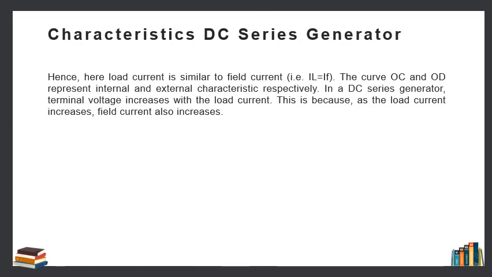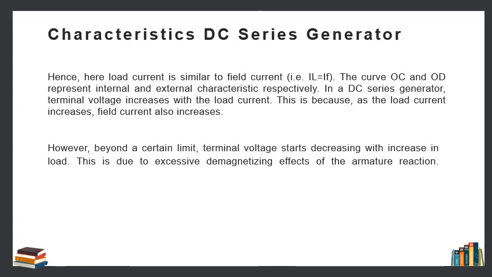Hence, here the load current is the same as the field current, that is IL is equal to IF. The curves OC and OD represent internal as well as external characteristics respectively. In a DC series generator, terminal voltage increases with the load current. This is because as the load current increases, the field current also increases. However, beyond a certain limit, terminal voltage starts decreasing with increase in load. This is due to excessive demagnetization effect of the armature reaction.